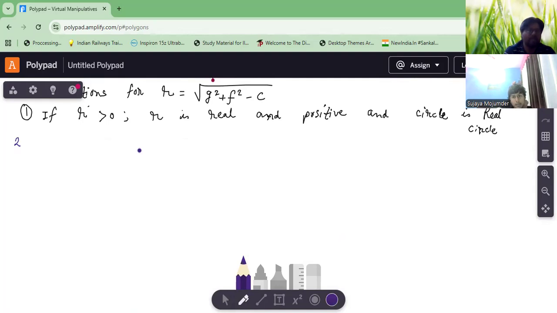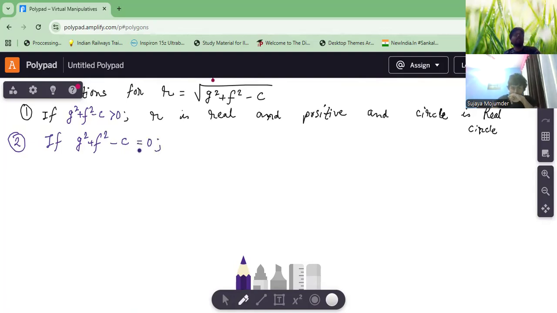Point number two. If R is greater than 0 means what? That means, rather than writing out R greater than 0, I am writing down that equation part, like G square plus F square minus C greater than 0. Okay. Now in the second point, if G square plus F square minus C is equal to 0.